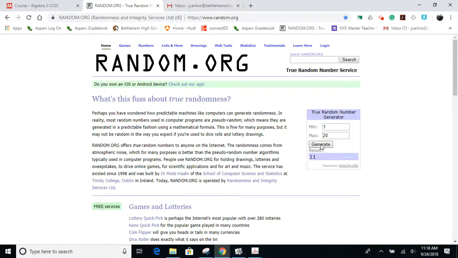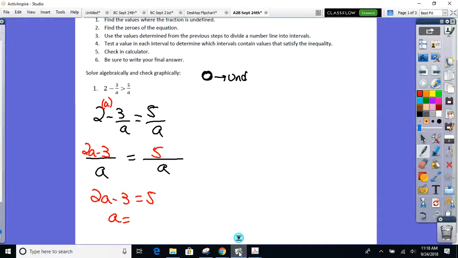Solution for a here, 4. Everyone all right so far? Any issues? Okay, so you have two numbers right now that you've discovered. What was the value that made it undefined? 0. What was the solution to the equation, the answer? 4. These are called critical values.